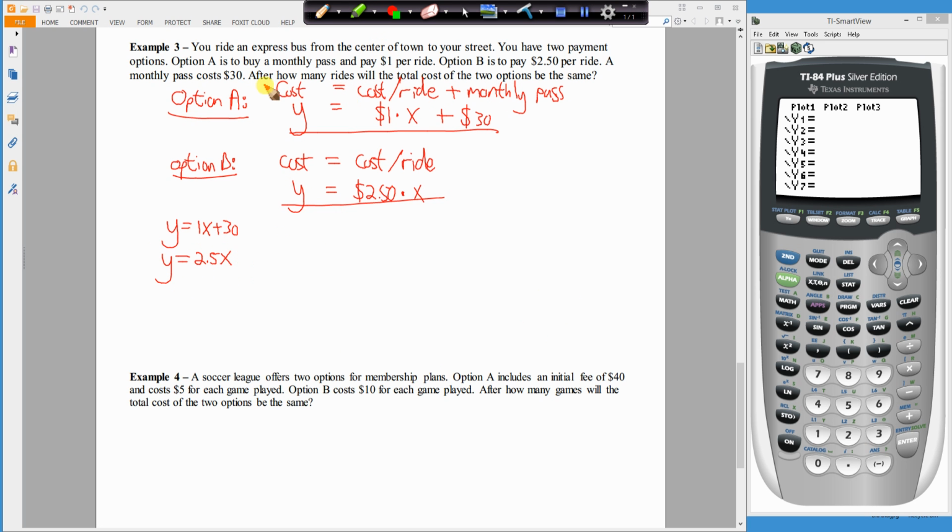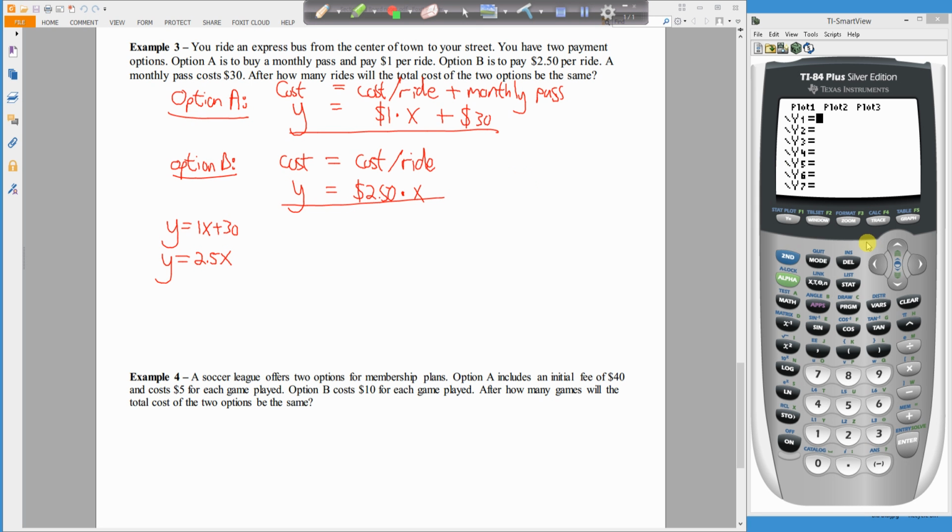So the question is, after how many rides will the total cost be the same? So when will the y's be the same? Basically, when will these two equations be equal? Which means, when will they intersect graphically? Which means the y values are the same and the x values are the same. The cost is the same and the number of rides are the same. And so all we have to do is graph that.